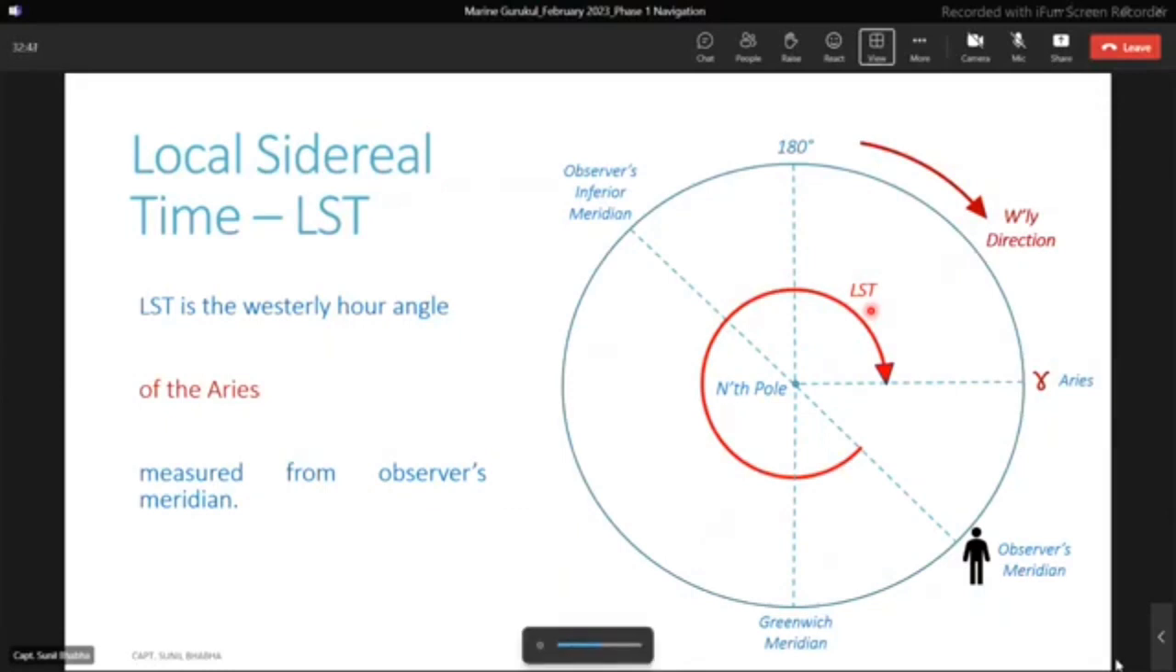So this is the definition of local sidereal time: westerly hour angle of Aries measured from the observer's meridian.